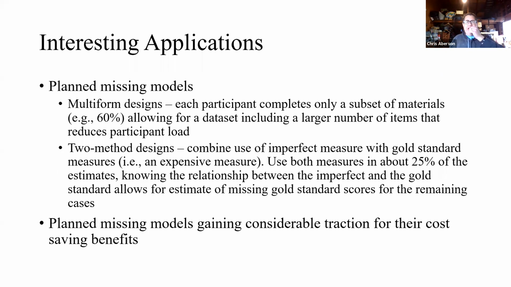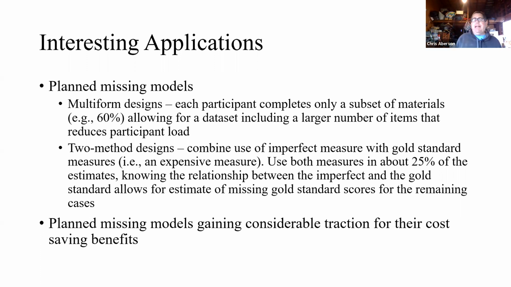All right, I wanted to get into a few interesting applications of what we know about missing data. The potential to deal with missing data in an effective and accurate way has led to a number of methodological developments. First, we have what are called multi-form designs. This is where a participant might come in and complete a subset of materials, say 60% of it. Gives you a data set that includes a larger number of items, reduces participant load. If we know we're able to really well predict those other 40 from the 60 that were answered, hey, look at that. We've shortened our survey.